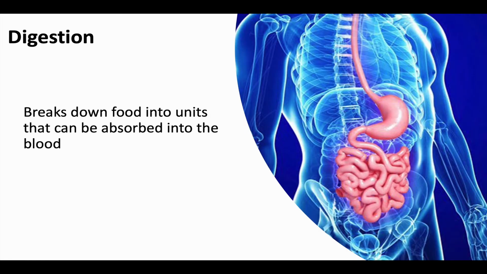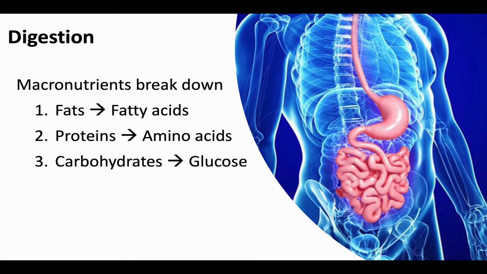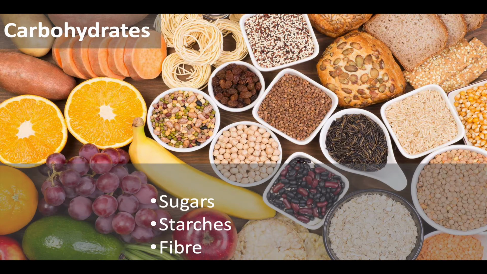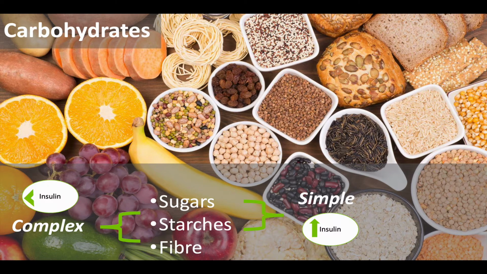So when we eat food, it breaks down into units that can be absorbed in the blood. Fats break down into fatty acids, proteins break down into amino acids, and carbohydrates break down into glucose. So these are the units that can be absorbed in our blood and used. The carbohydrates, really there are three kinds: starches, sugars, and fiber. And I like to break them down into really simple or complex. Simple carbohydrates are those that break down into glucose very easily, and complex take longer to break down or, in fact, like fiber, don't break down at all.